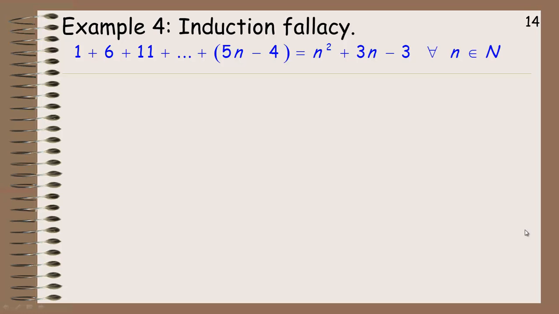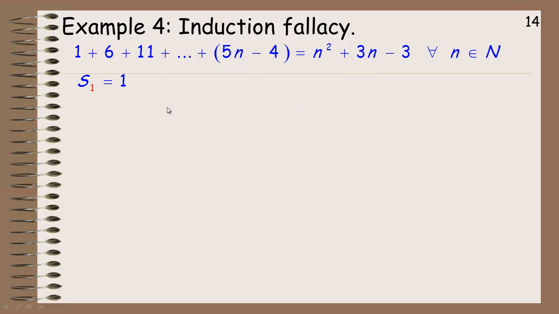That was the last example of proving by mathematical induction, so I'll call this one an induction fallacy. I've actually created a series, and there's nothing wrong with the series, and I'm saying, well, I want to show whether it's true that the sum of all these terms is n squared plus 3n minus 3. And I've made this so it actually does work for the first case, but it doesn't always work. Okay, and I'll show how that works here.